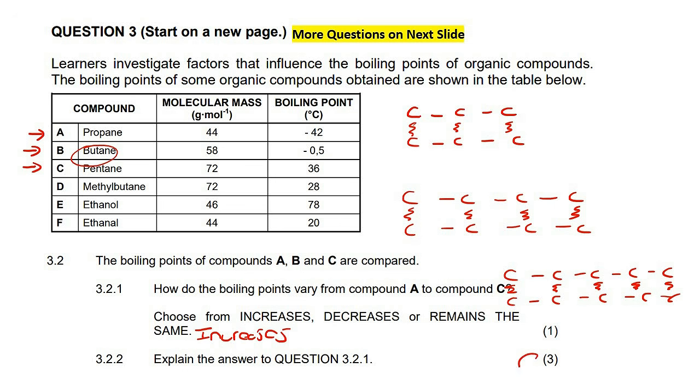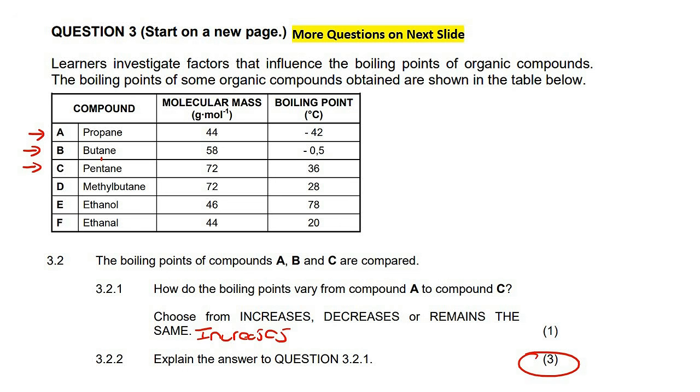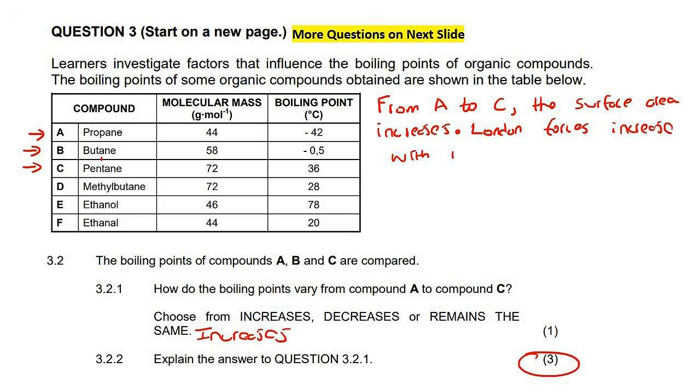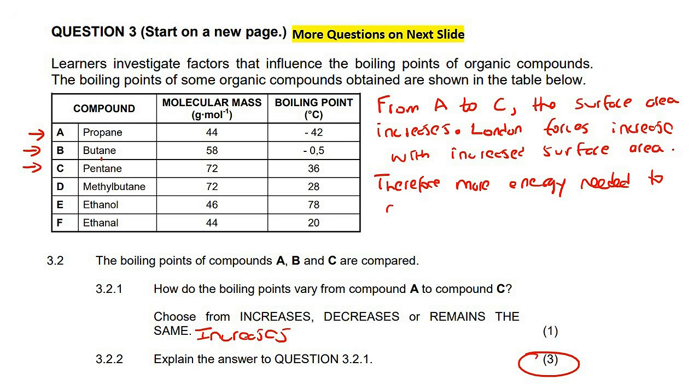Okay, so for 3 marks, how are we going to write this down? You could say something like, from A to C, the surface area increases. You could then say that London forces increase with increased surface area. And then you can say the conclusion, which is therefore more energy needed to overcome the stronger forces of attraction.